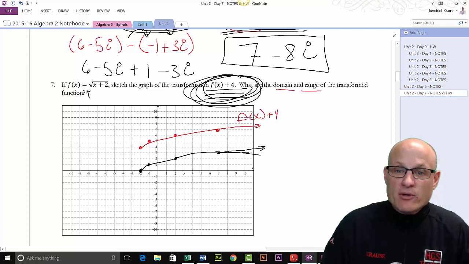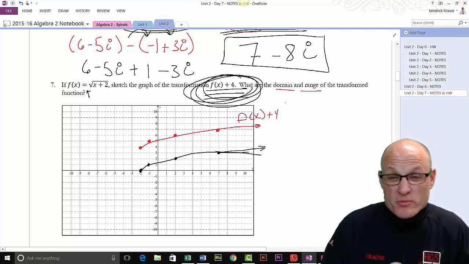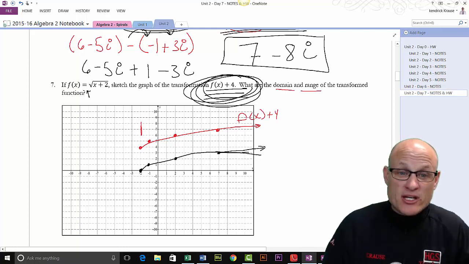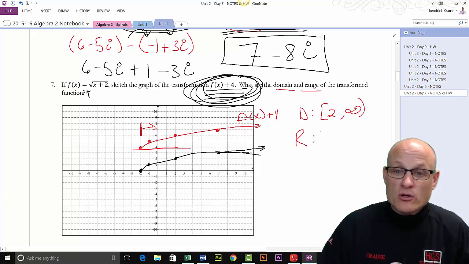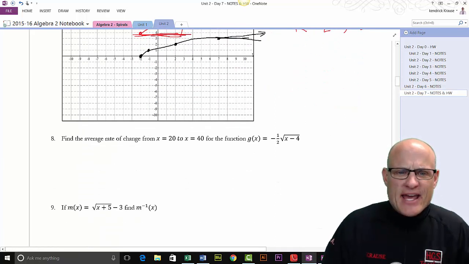Now, domain and range of the transformed function. So the domain didn't change. It's still 2 to infinity. But the range, since we moved up, the minimum value for the range is 4. And it also goes to positive infinity because it starts here at 4 and goes forever and ever up. Moving on up. Find the average rate of change.